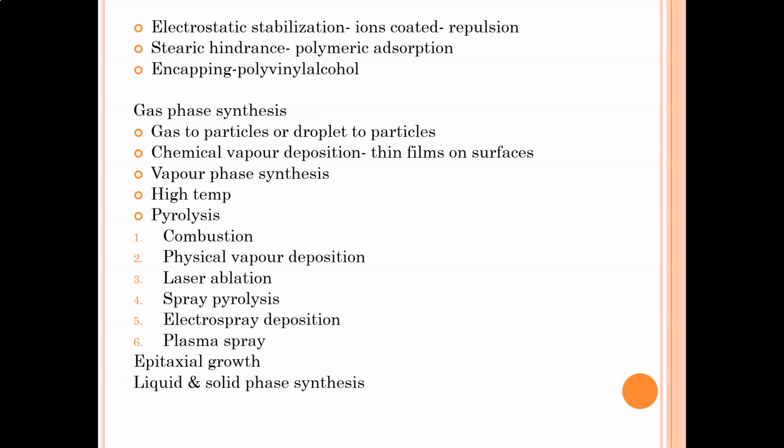For this, you can carry out electrostatic stabilization, wherein you coat the ions, which leads to repulsion. Also, steric hindrance may take place if you are coating it with some polymers like peptides or polysaccharides. You can also use chemicals like polyvinyl alcohol for carrying out the capping. There are different ways by which you can synthesize the nanoparticles using physical methods.